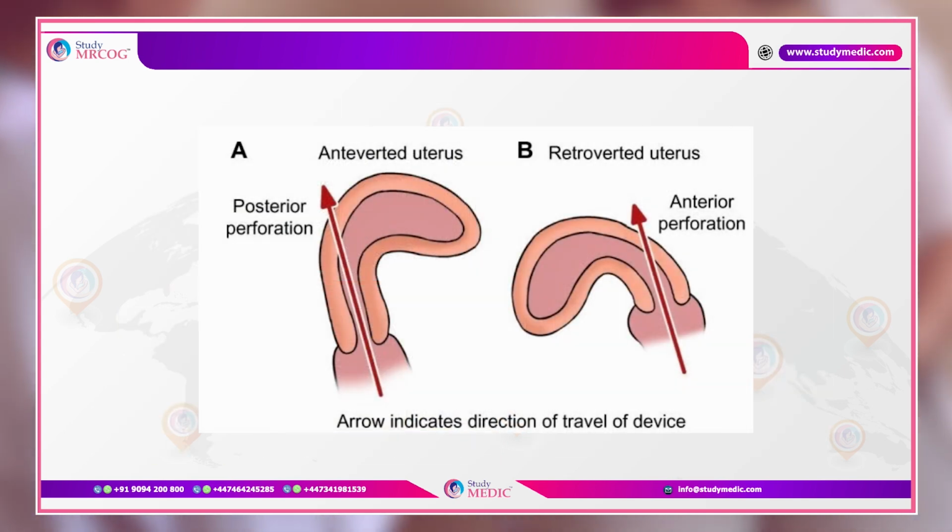Now this image wants to show us the most likely sites of perforation while inserting an intrauterine contraceptive device. If the uterus is anteverted, then the most likely perforation will be through the posterior wall, and if it is a retroverted uterus, then you have a chance of anterior perforations. So this diagram depicts that.